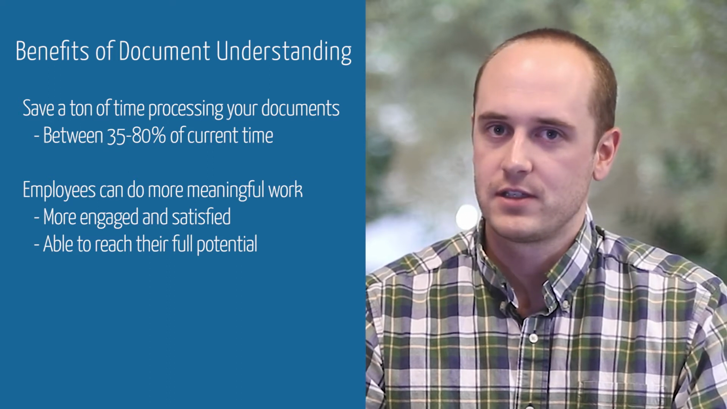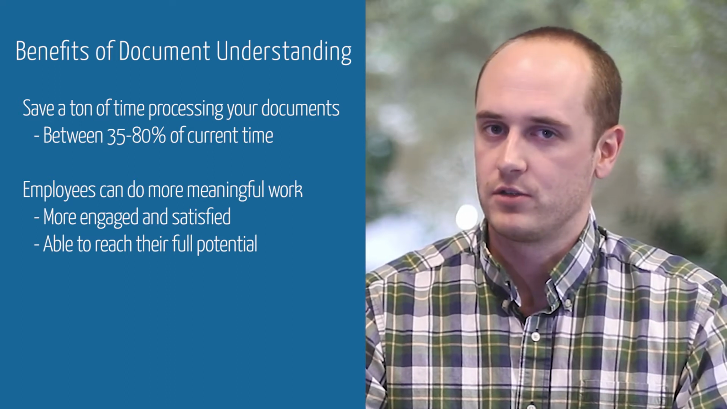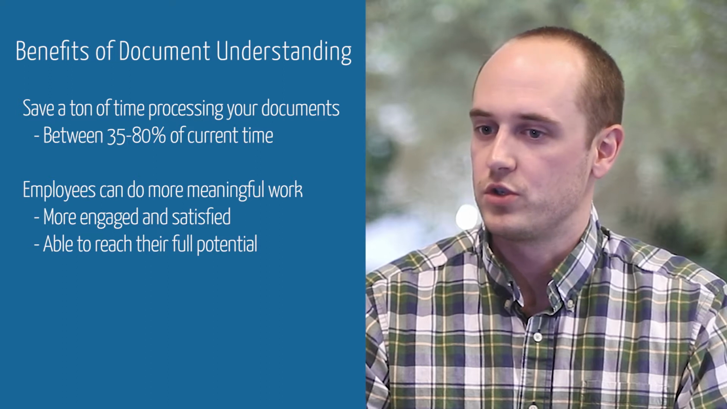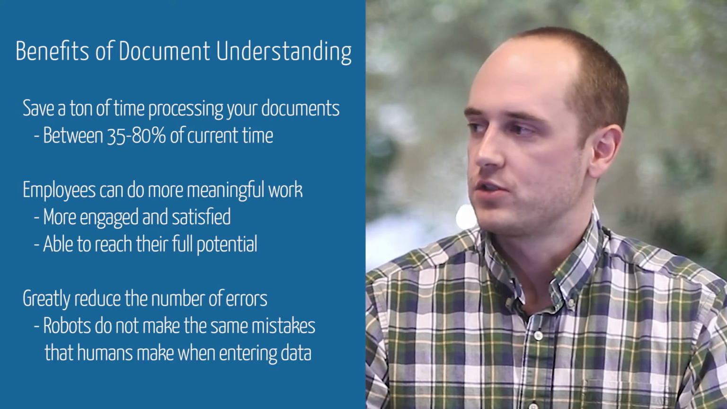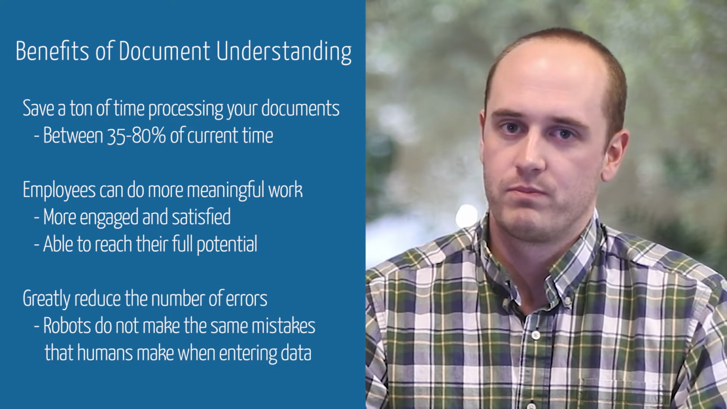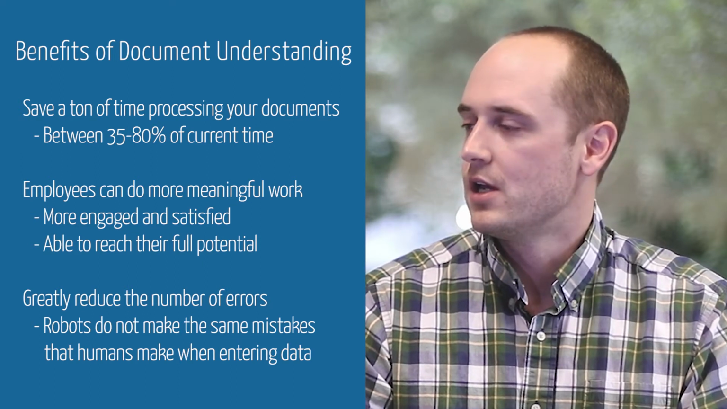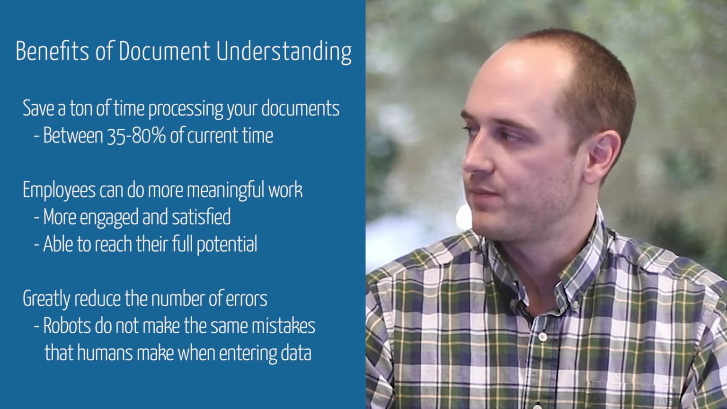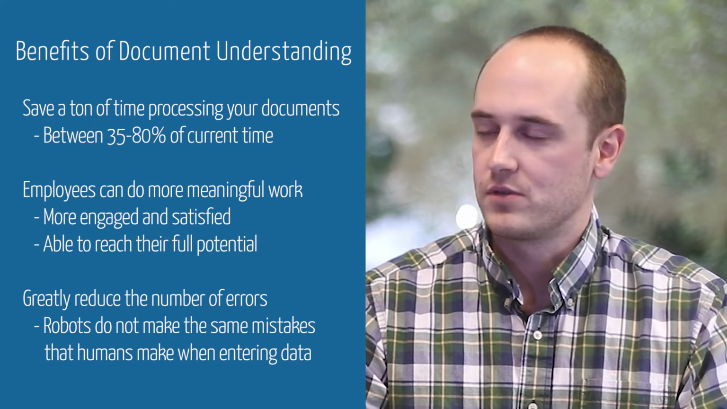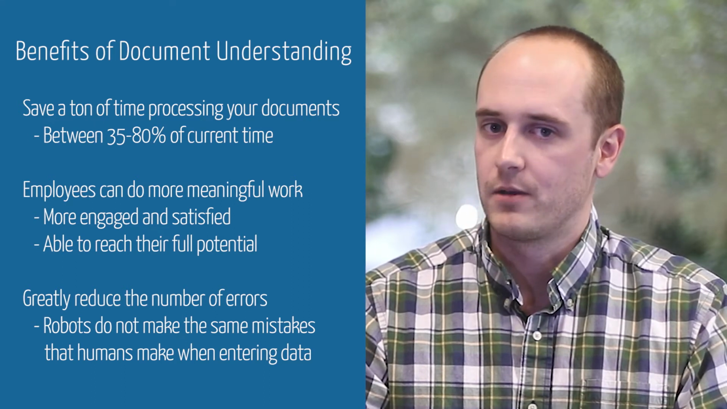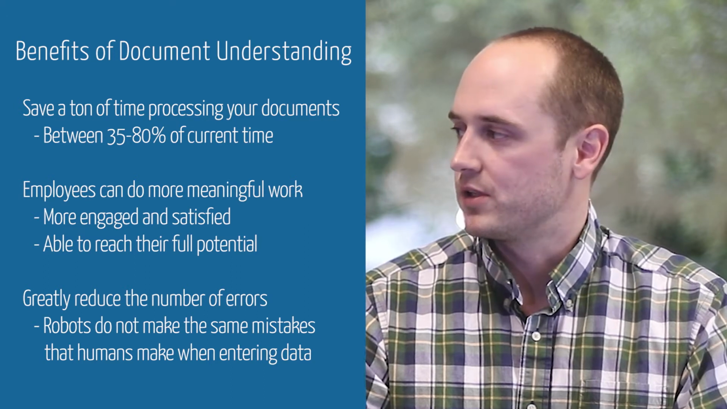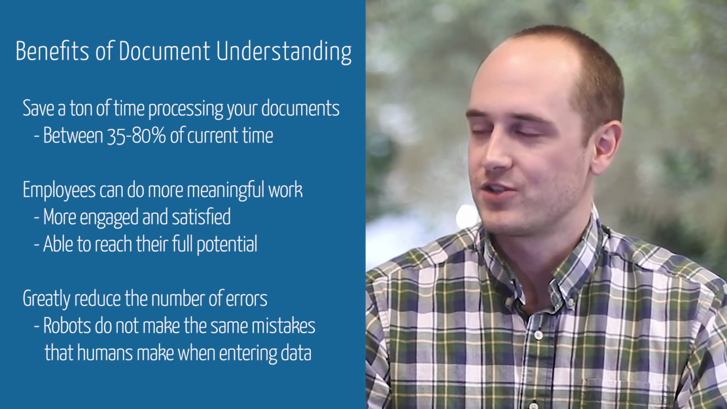And then the last thing that you're going to get from a document understanding implementation is you're going to reduce the number of errors that you have. So, as humans, we're prone to make mistakes. We can key something in incorrectly, or we can choose the wrong field or misunderstand something. Well, a robot greatly reduces the likelihood of an error. And so that's the last thing that you really get out of a document understanding implementation.